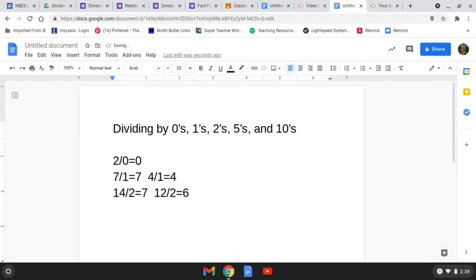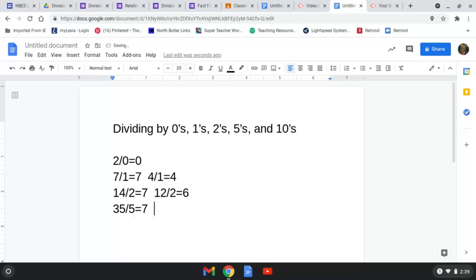Okay, let's try the 5's. Let's do 35 divided by 5. Okay, you're just going to think how many 5's are in that big number 35. Let's count by our 5's till we get there. 5, 10, 15, 20, 25, 30, 35. Now let's count our stars and see how many 5's that was. 1, 2, 3, 4, 5, 6, 7. Okay, so we know 7 times 5 equals 35. If you knew that 7 times 5 equals 35, you probably didn't even have to count by your 5's.